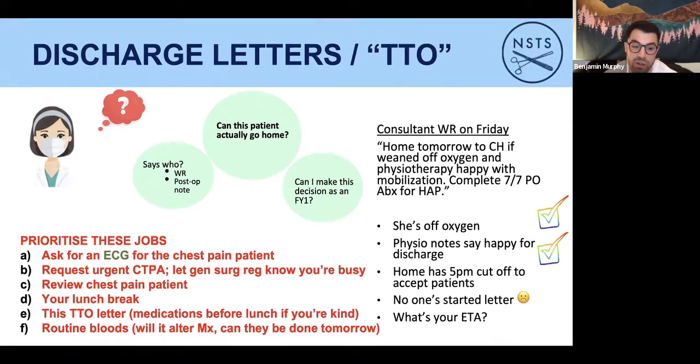And then think of those routine bloods that have been missed. Will they alter the management if they're missed today? Is there a blood test that needs to be done to decide if someone can come off antibiotics? If so, that probably needs to be done. But if someone's just put them out and you can't see why, and there's no clear indication, then I'd put them out for the day after.